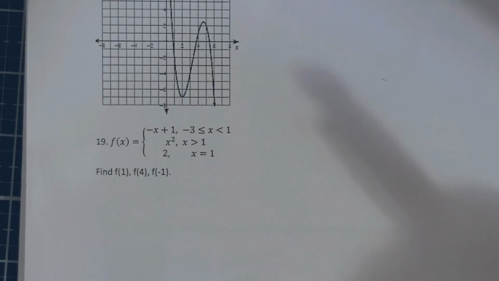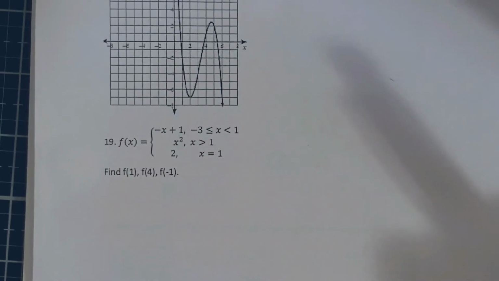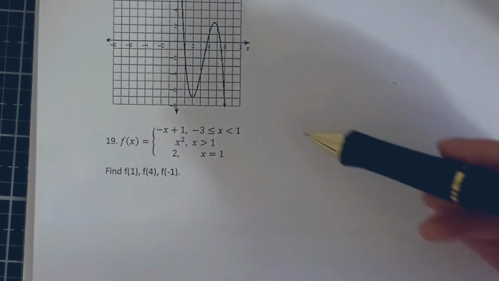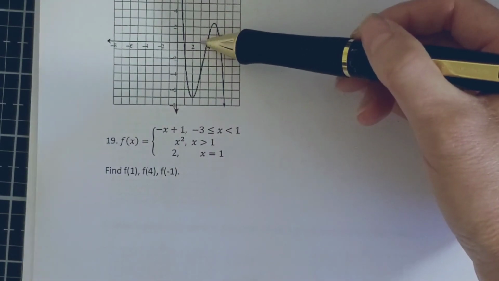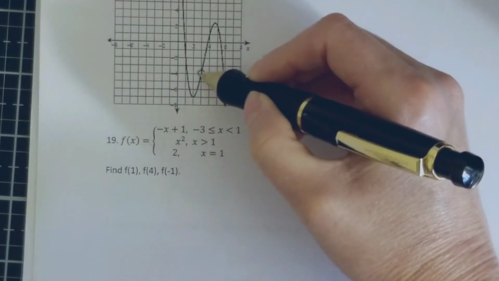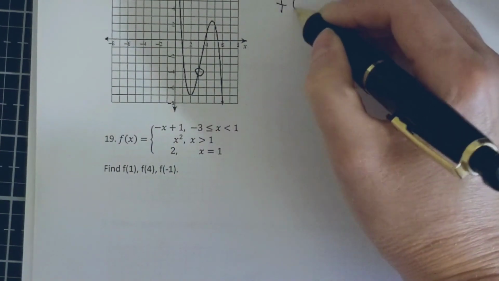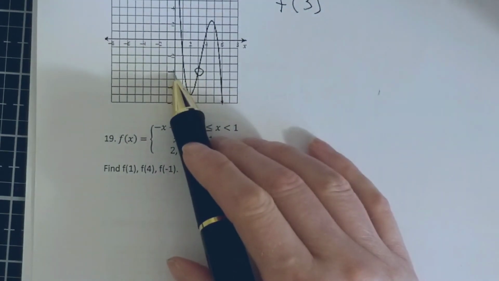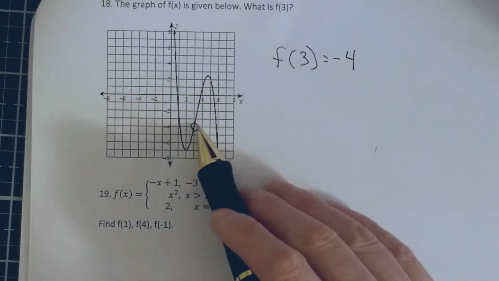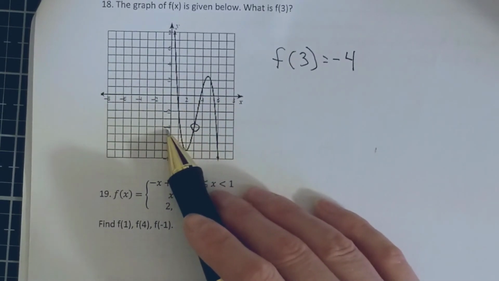All right, number 18. The graph of f of x is given below. What is f of 3? So basically you would come down, find 3 on the x-axis, go down, read your graph, which looks like it's right there. Read the y-coordinate over here. So f of 3, if I come all the way over, that's a -4. So I just come over to the 3 and then come over and read off the y-coordinate.